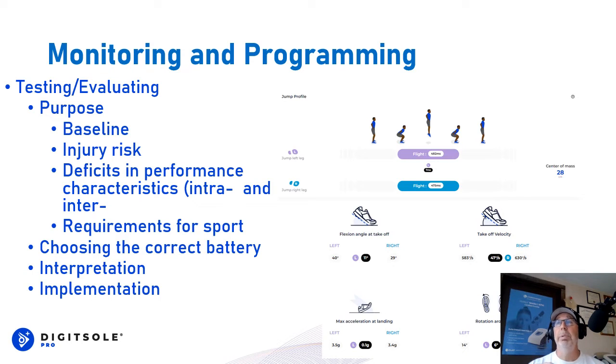The implementation piece is being able to take that interpretation and ask, what do I do with it? How do I change a program based on that? This is a screenshot of one of my assessment tools, looking at a counter movement jump. It's a double leg, but I do get single leg characteristics such as flight time and takeoff velocity, which some people may see and not really know exactly what to do with. We have to learn.